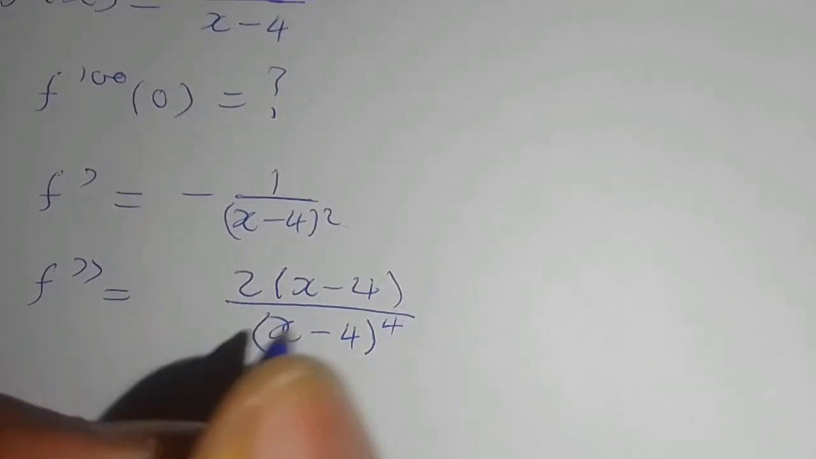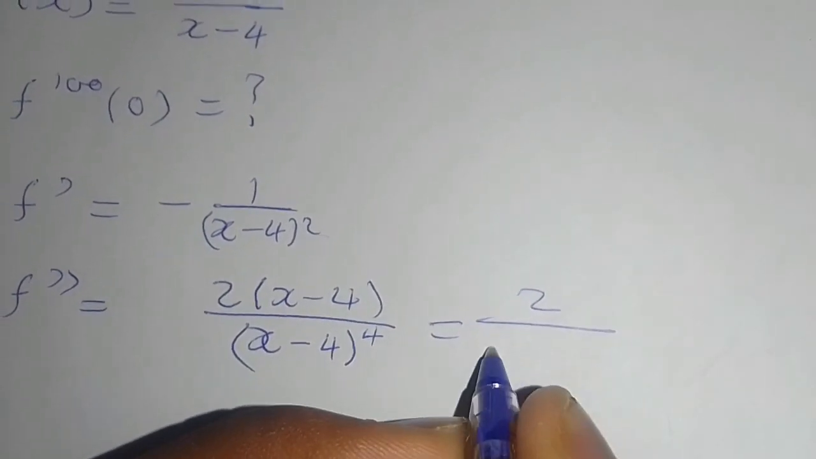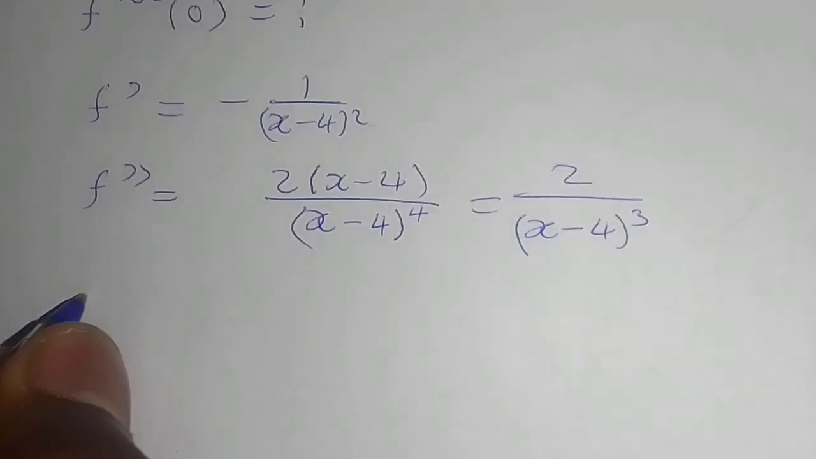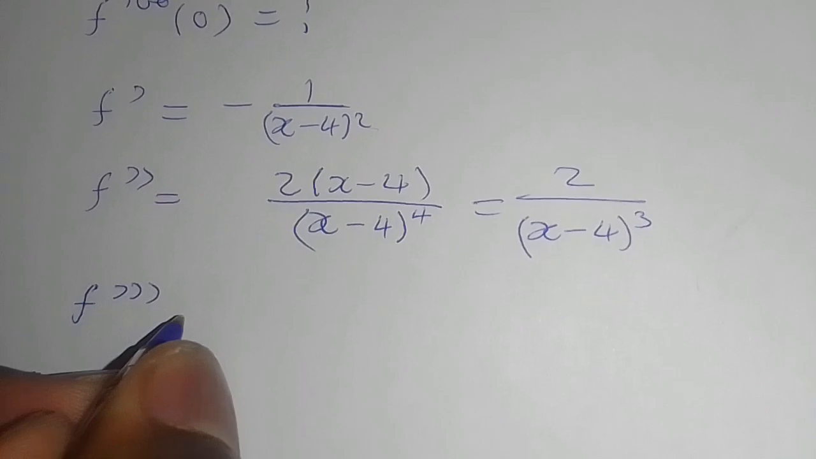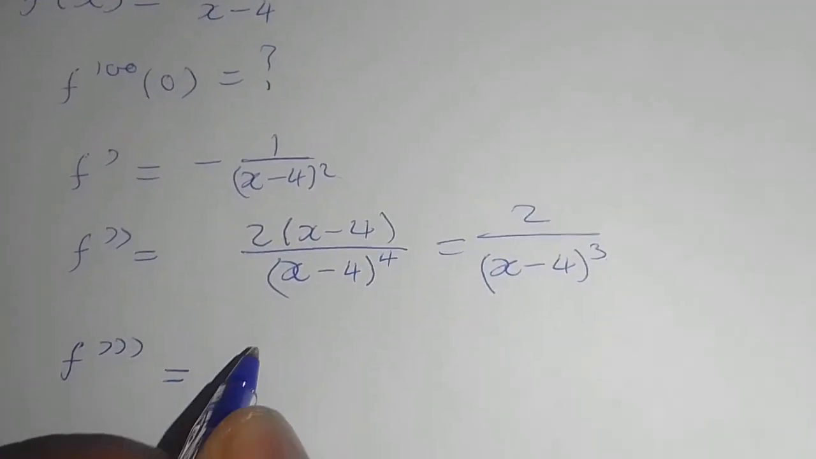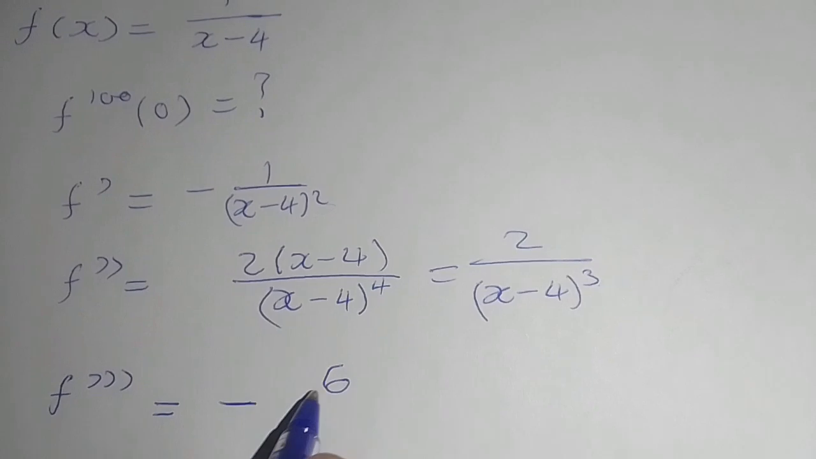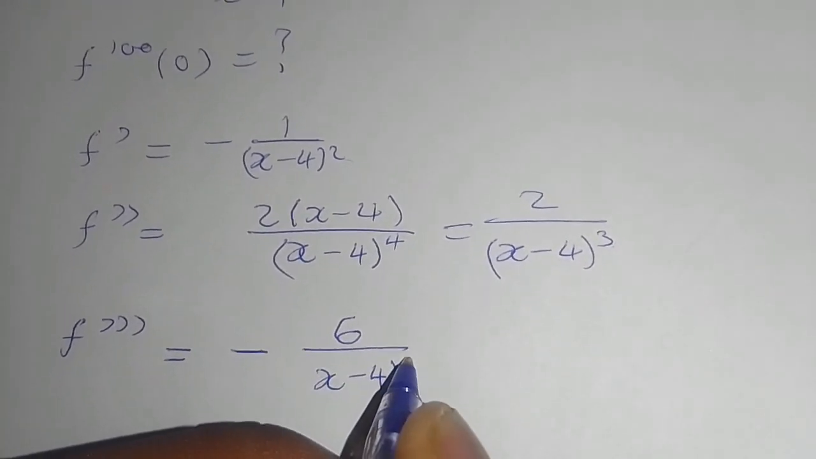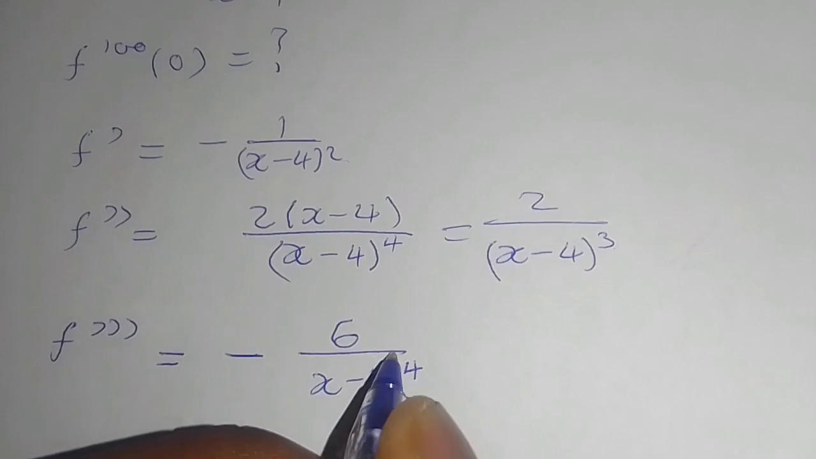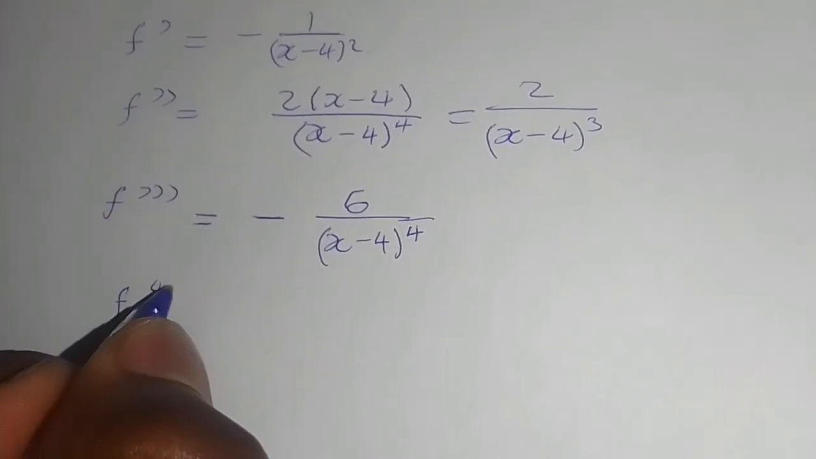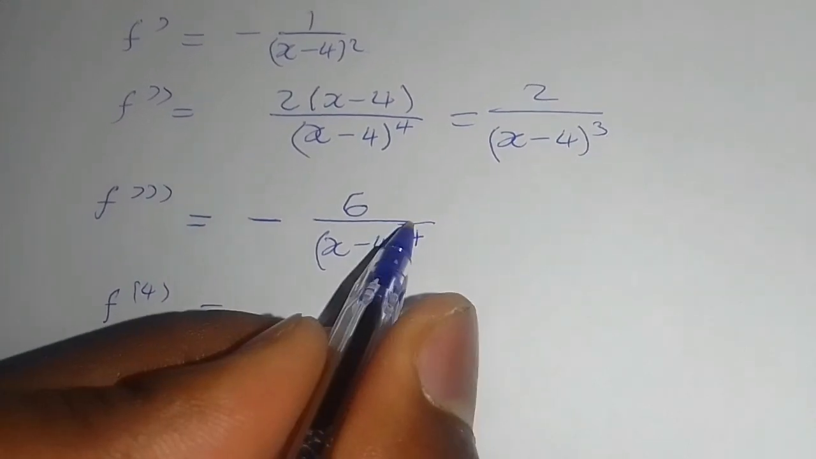If you simplify, you're just going to obtain something like this, (x minus 4) to the power of 3. Take that derivative again, and you're going to have f triple prime, where the derivative of this is going to be 3 times that. So you're going to have negative 6 divided by (x minus 4) to the power of 4. So basically you have something like this. Take the derivative again, then you can have the 4th derivative of that.